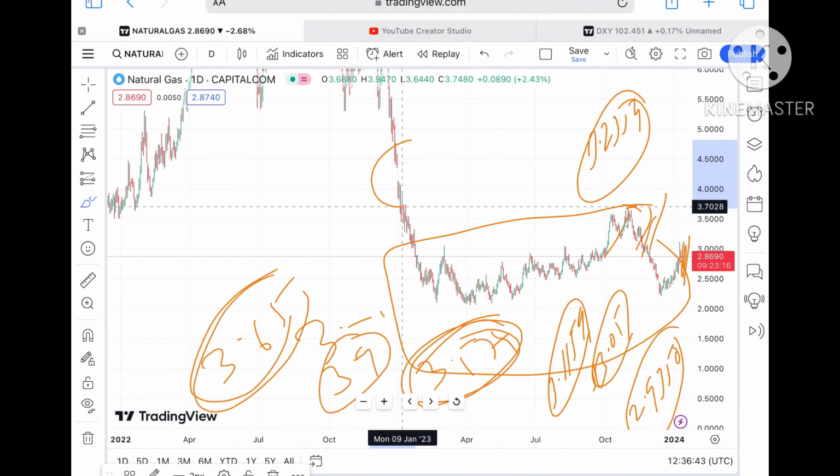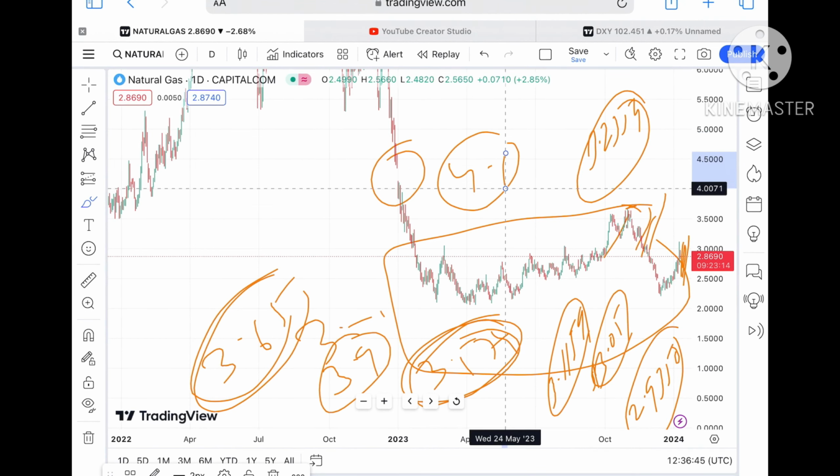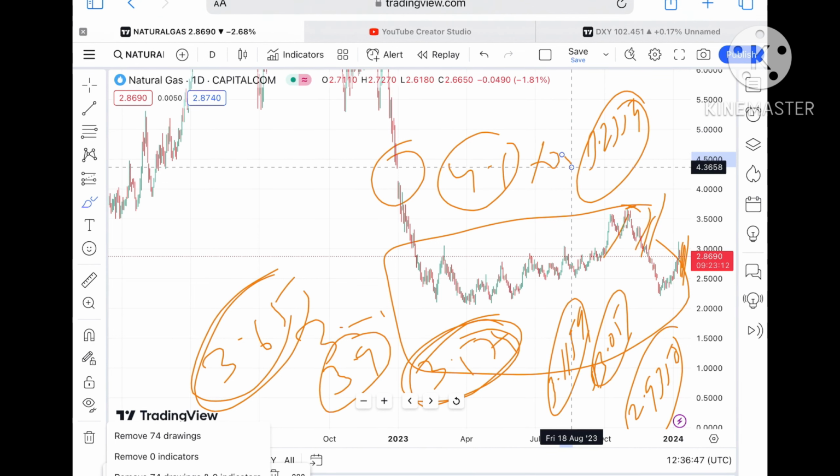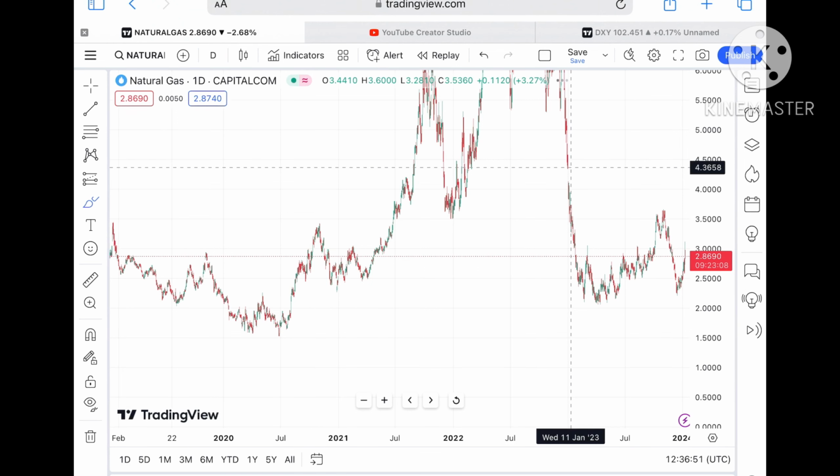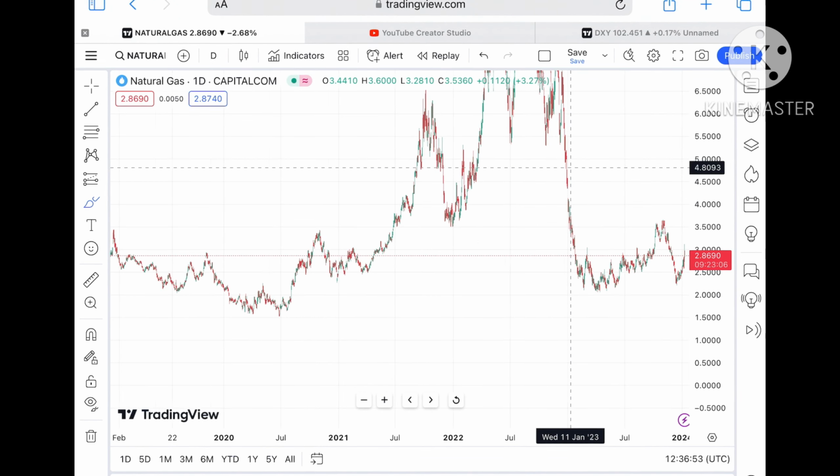From there a probability of going towards 3.9, then a gap can be filled at a level of 4.1 to a level of 4.35. Once the price moves above that level, we can see further upside movement.